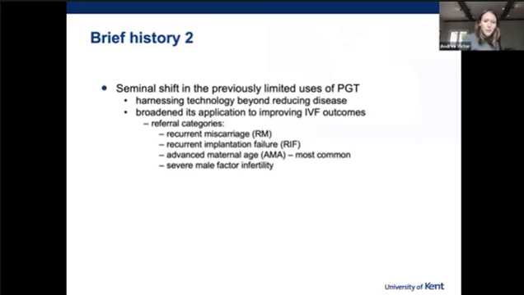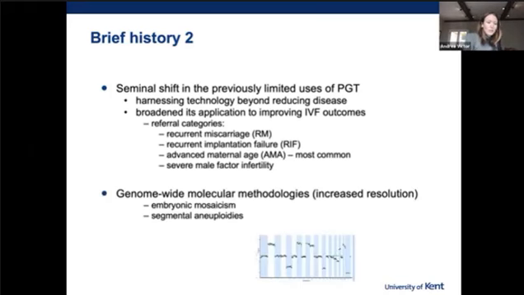Basically, we're shifting from harnessing this technology to reduce disease and conditions that can persist until birth, and broadening its application with the intention of improving IVF outcomes by, for example, reducing the risk of miscarriage. So what that means is today, the main referral categories are recurrent miscarriage, recurrent implantation failure, advanced maternal age, and severe male factor, all of which are associated with increased aneuploidy. And thanks to breakthroughs in IVF culture conditions, vitrification, and molecular genetics, there's been lots of refinement in the PGT-A process over the years.